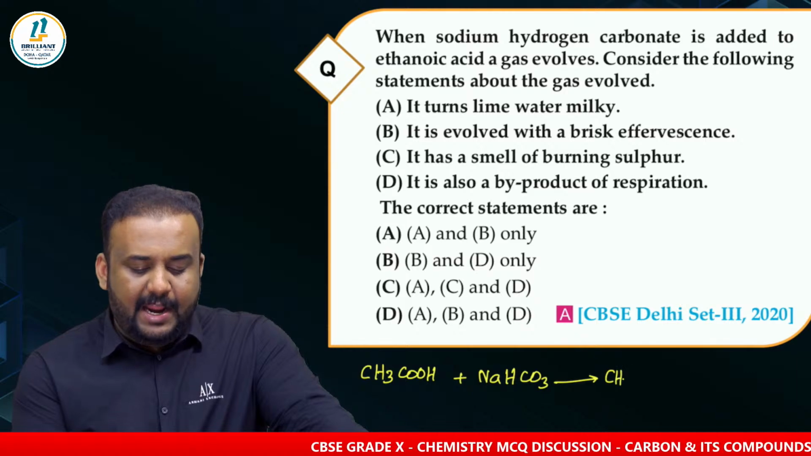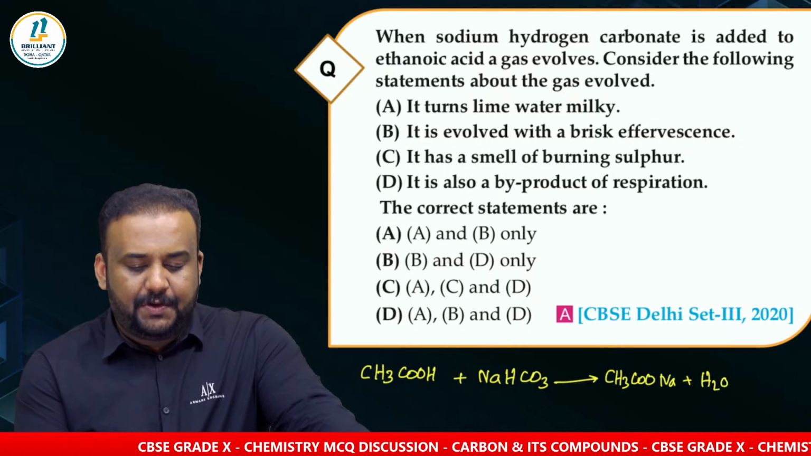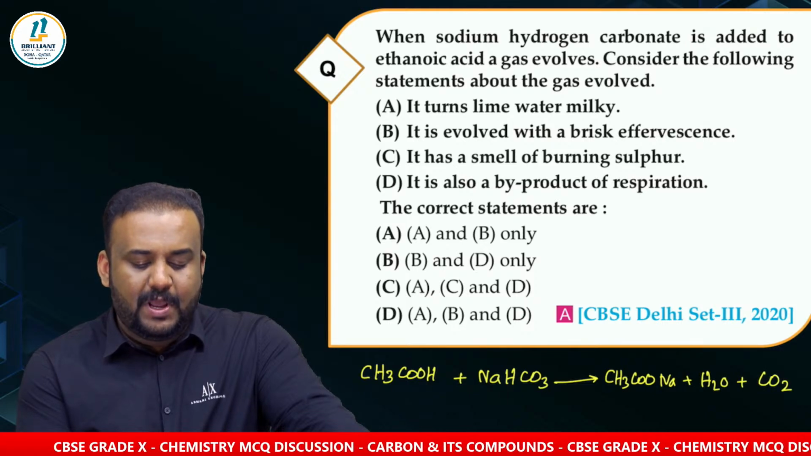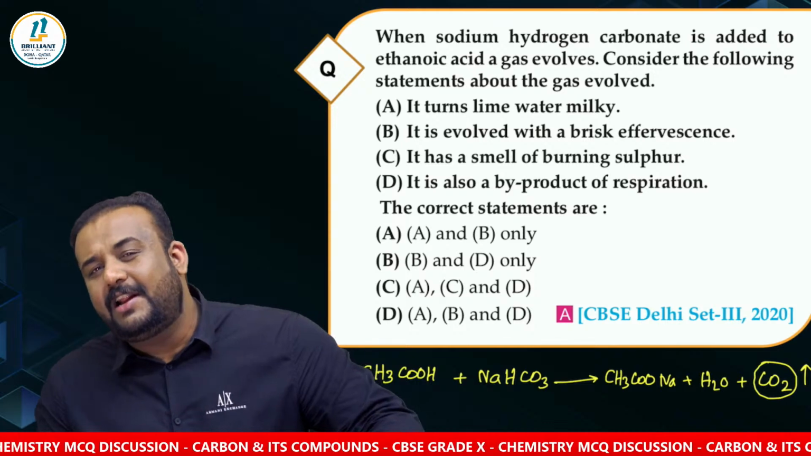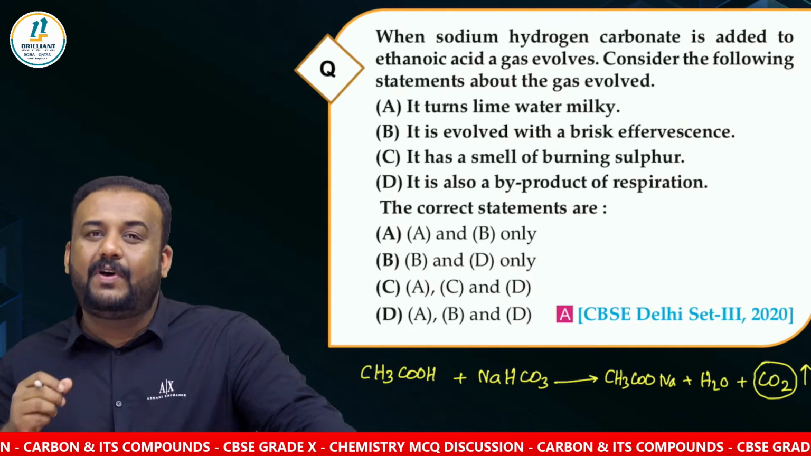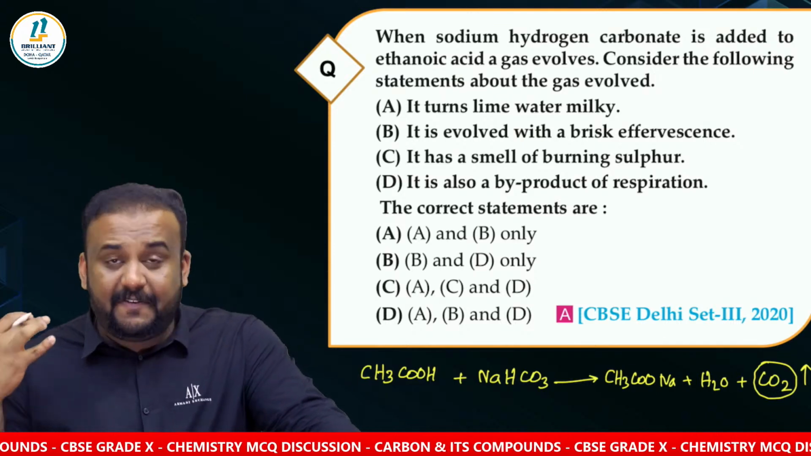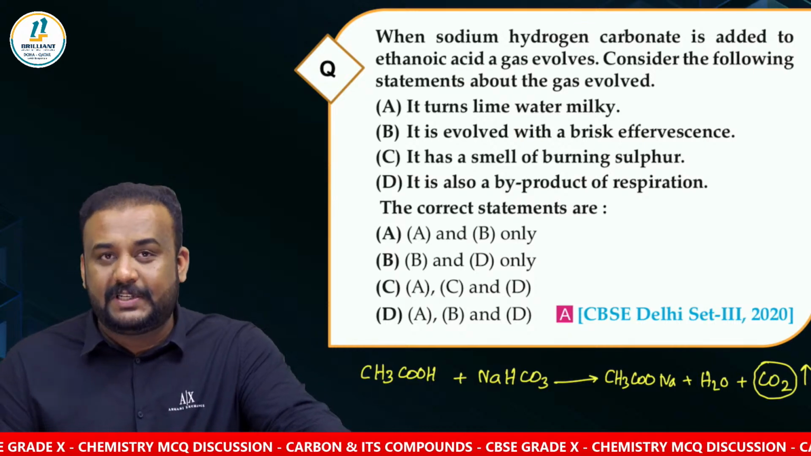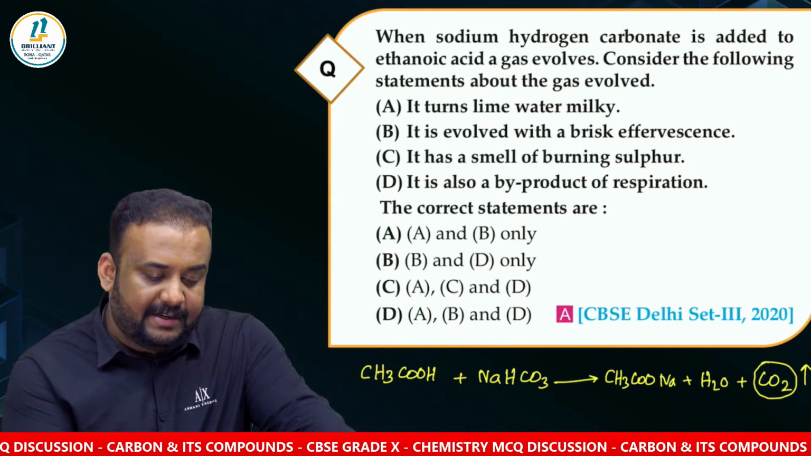So when you add it, you get CH3COONa plus H2O plus CO2. And this is the gas that is released during this reaction, right? And I told you a qualitative observation that you see here. It's called brisk effervescence. When a gas is released through the solution, that sparkling effect that you see is called brisk effervescence. Now, they have talked about the characteristics of this gas.